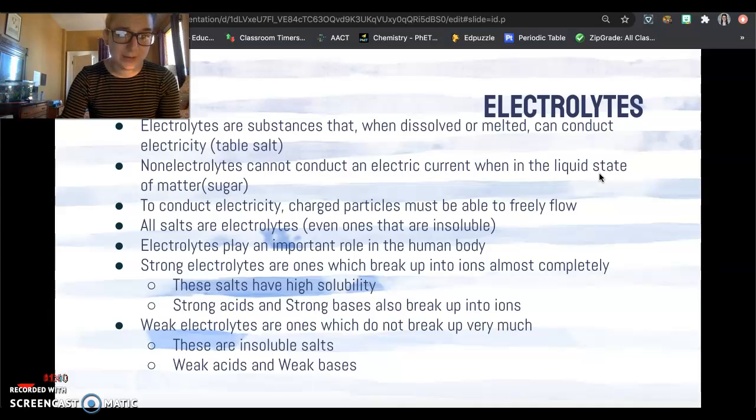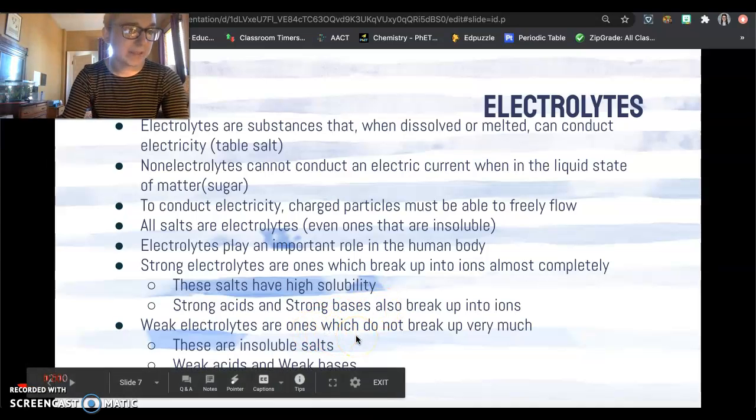Strong electrolytes are ones that break up almost completely. So salts with high solubility, meaning they break up in water easily, and strong acids and strong bases, which would also break up into ions in water. Weak electrolytes are ones that don't break up very much. They're insoluble salts, and weak acids and weak bases. So insoluble or low solubility means it breaks up, but not very much.